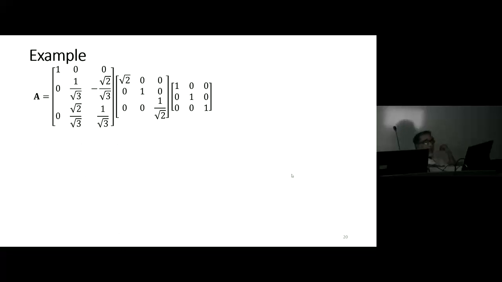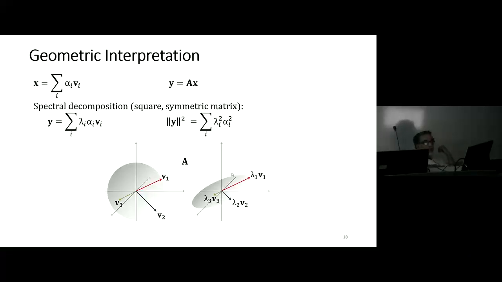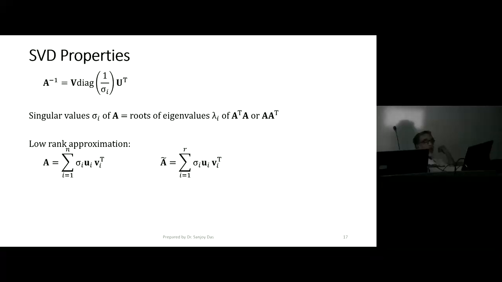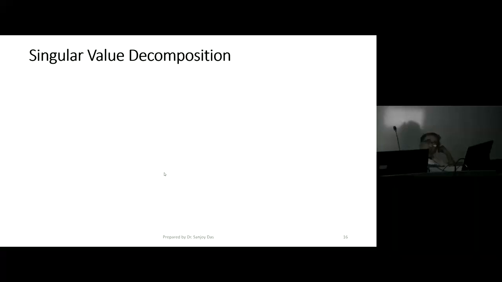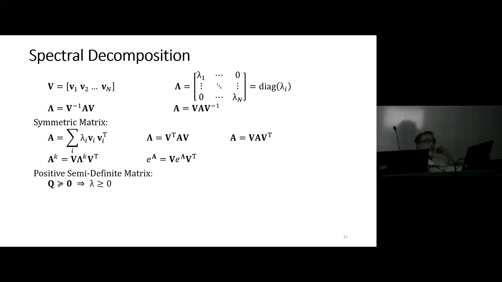By the way, for a square matrix, is the eigen decomposition equal to the singular value decomposition if it's a square matrix? No, because for any square matrix, lambdas can be negative or complex, right? So the answer is no.